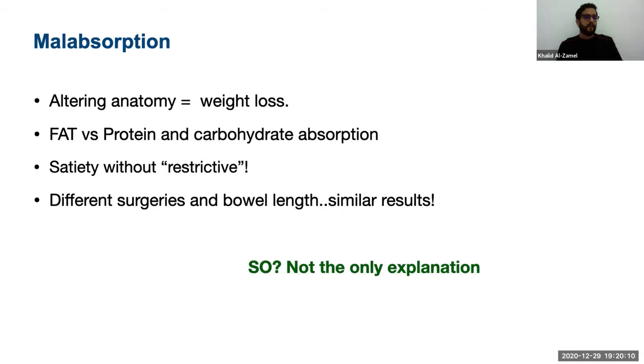But the question here: why would the patient have early satiety without a restrictive element? Which leads to the next question. We have different surgeries, as I said, and different bowel lengths, but a similar result. So if this is purely malabsorptive, or if malabsorption plays 50 or 80% of the physiology of bariatric surgery, then how come the patient will have early satiety without restriction? So this is not the only explanation.